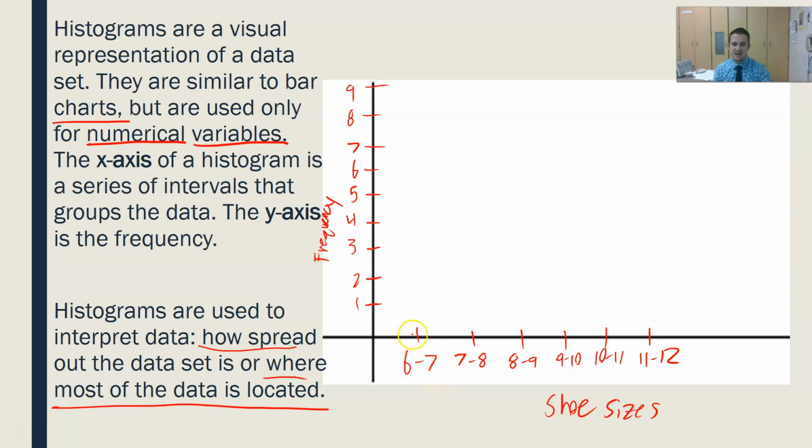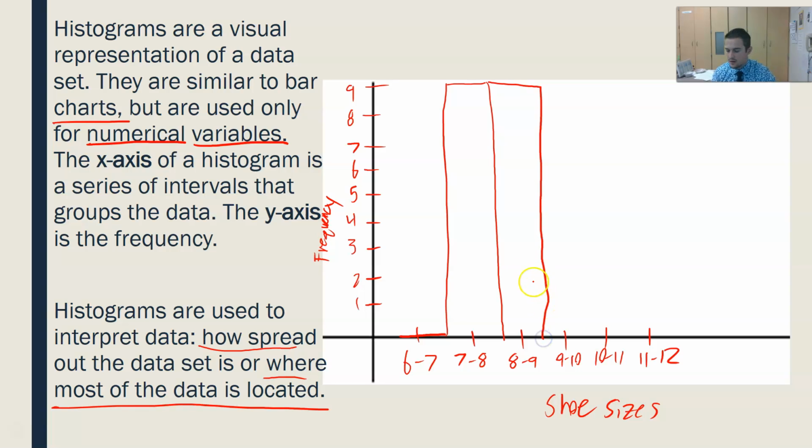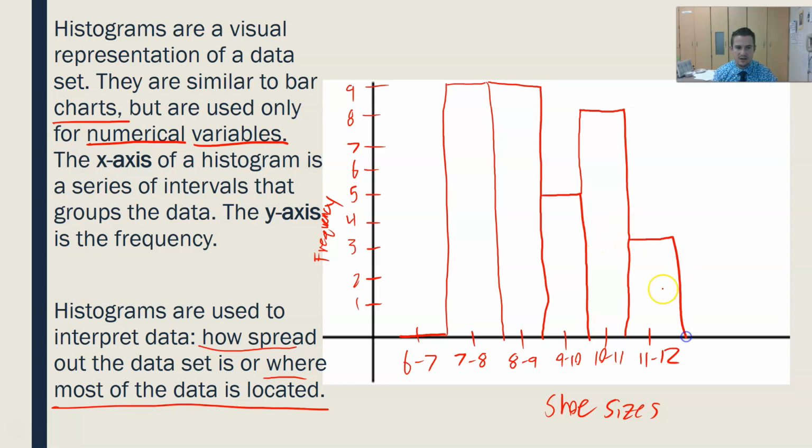So in the 6 to 7 interval, there were 0. So I'm going to put nothing there. In the 7 to 8 interval, there were 9. So I'm going to draw a bar right up here all the way to 9, right back down. In the interval from 8 to 9 shoe sizes, that was 9 again, so I'm going to draw that right up there. From 9 to 10, there were 5, so I'm going to draw right here. From 10 to 11, there were 8, so I'm going to come back up to here to go up to 8, and then from 11 to 12, there were only 3. So it looks like right here. So this would be a histogram that represents my data.